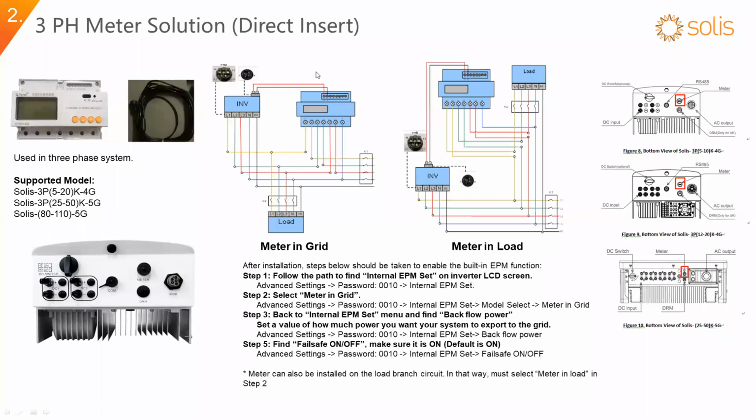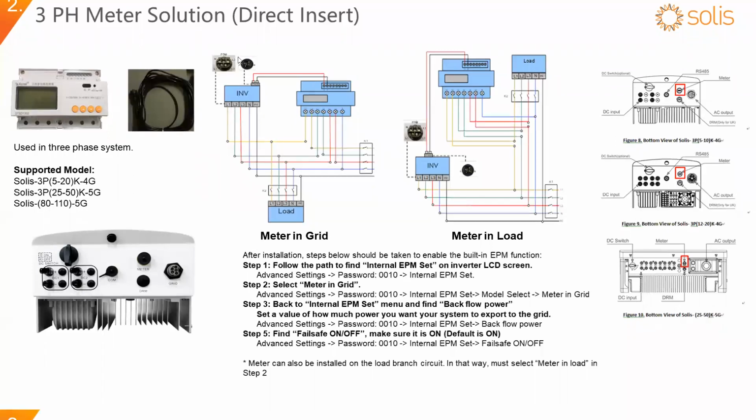And also for the three-phase system, you have two options. You can connect the meter in the grid connection port, or you can connect the meter into the load branch circuit. And as for the settings, it's pretty much the same as the single-phase meter settings. So I'll quickly go through. You just turn on the internal EPM set and choose metering grade, and then you set the backflow power and turn on the failsafe function. Those are very easy steps to do.